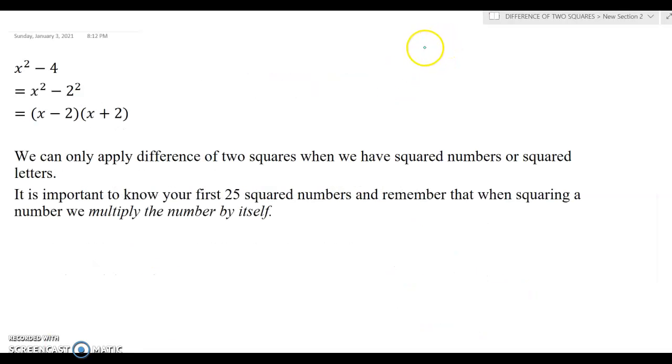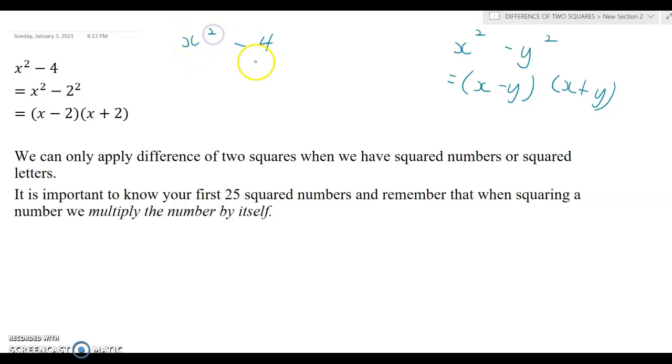So remember I mentioned that the generalized version for difference of two squares is x squared minus y squared, meaning you have two squared terms and you're subtracting, because it's a difference. And the general form is x minus y, x plus y. Similarly, with this example here, we have x squared minus 4. Now, x squared is clearly a squared term, because you're seeing the squared here. But you need to recognize that 4 is a squared number, and 4 could be written as 2 squared. So it's important to know your squared numbers, and we're going to look at that a little bit just now.